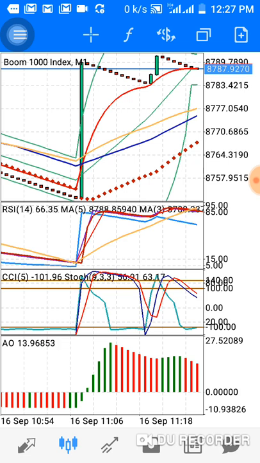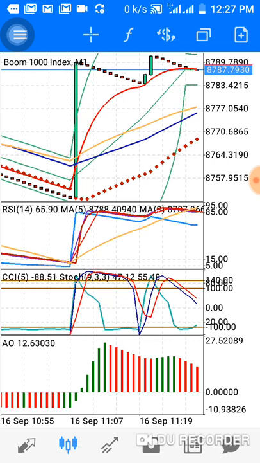The little difference between 500 and 1000 is that 500 is more volatile than 1000. If you are going to make $1 per minute in 1000, that means you'll be making $2 per minute in 500, either you are trading Boom or Crash. And if you are going to lose $1 in a minute in 1000, either Boom or Crash, then you are going to be losing $2 in a minute in 500. So that is the difference between the two. It is important you also know that.